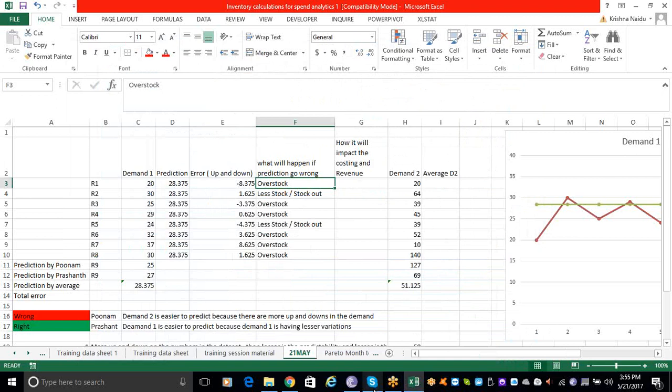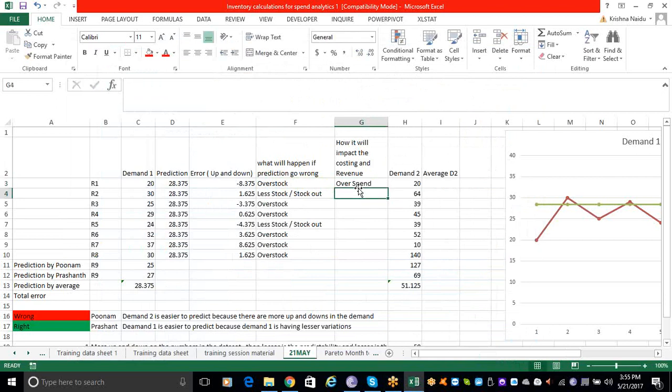Poonam, if there is an overstock, inventory carrying cost will increase. Okay, so here we will lose, this is also spend leakage, right? So here what happens is our revenue overspend. The scenario of overspend.